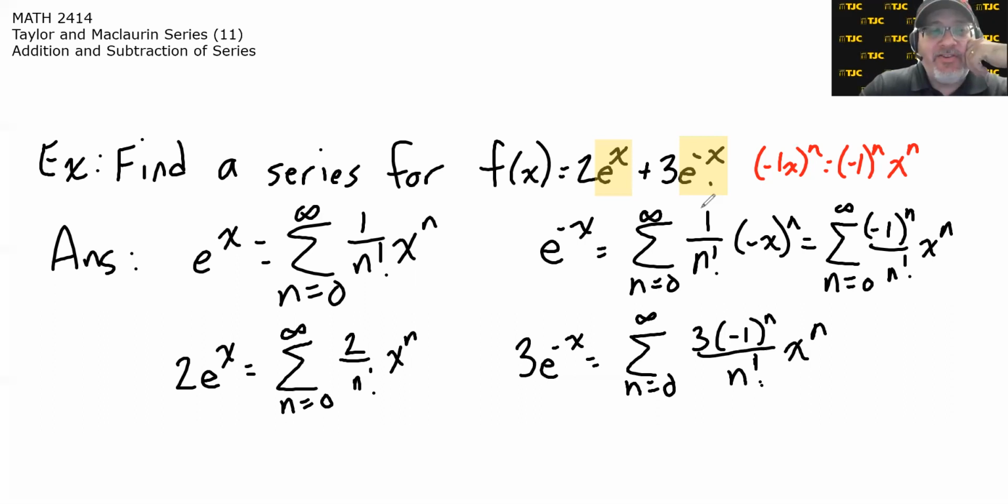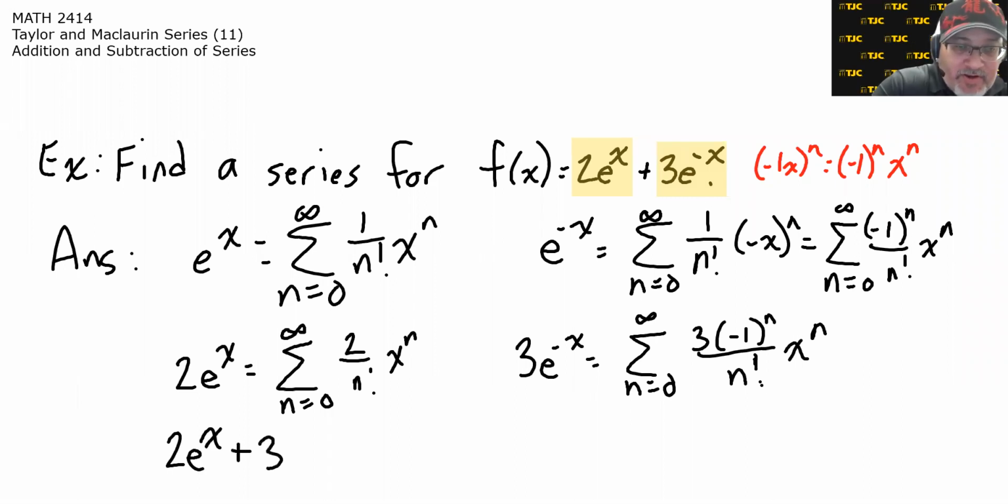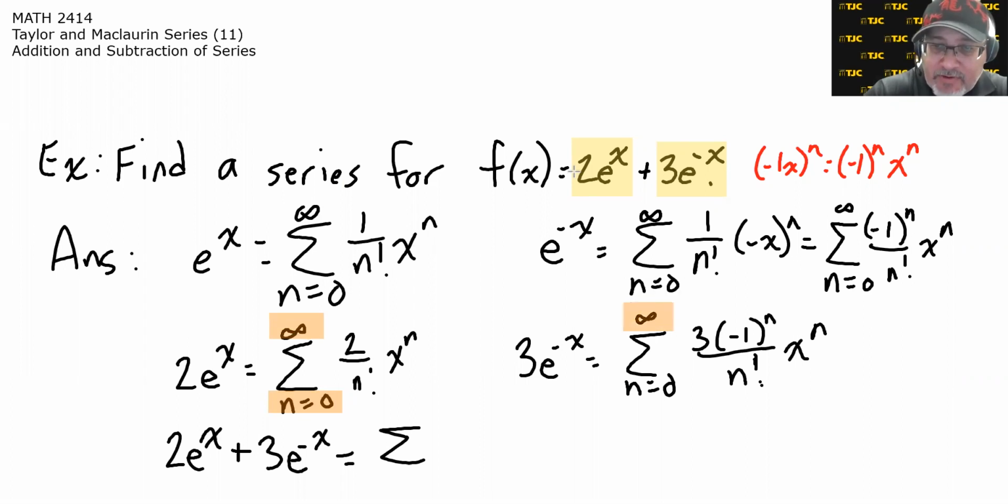And now that we have the series for 2e to the x and 3e to the negative x, in other words, we've got this series and this series, all we have to do is literally add them together. And so we get 2e to the x plus 3e to the negative x is equal to the sum. Now, it's important that your sums have some things in common before you just randomly put them together. Specifically, they should have the same lower limit and upper limit. Since these are infinite series, of course, they'll have the same upper limit. If they don't have the same lower limit, you can do a change of variable to fix that.